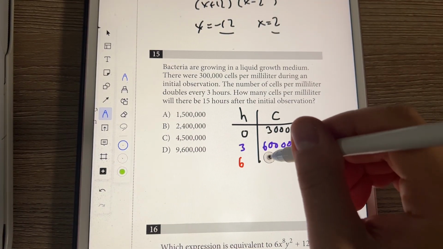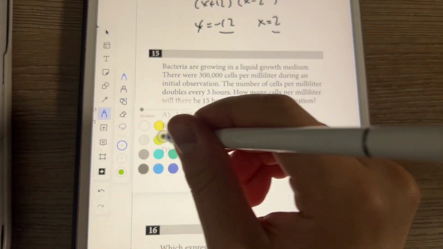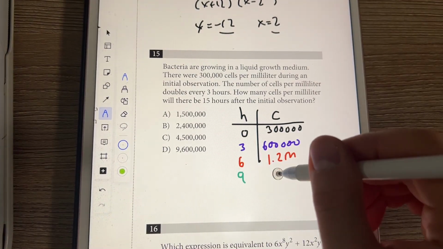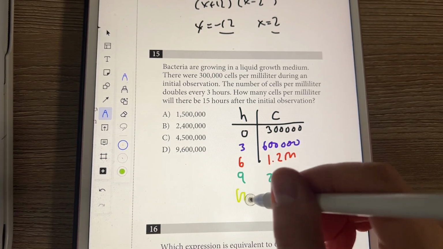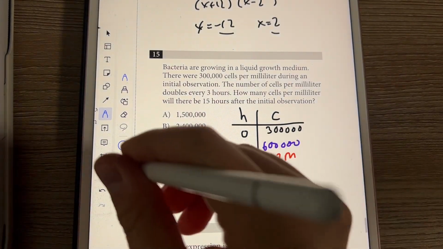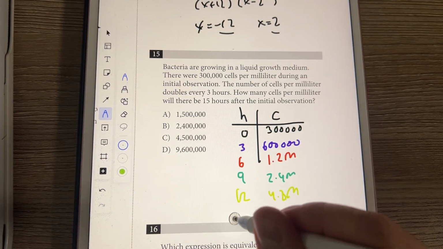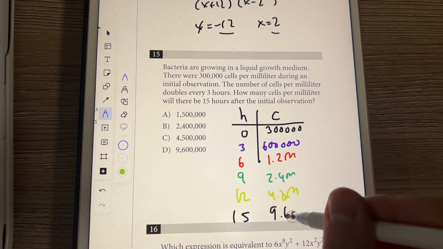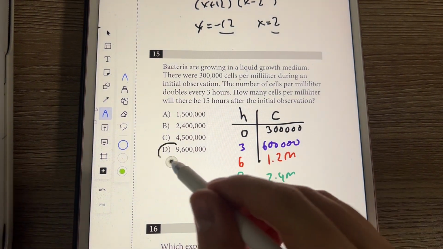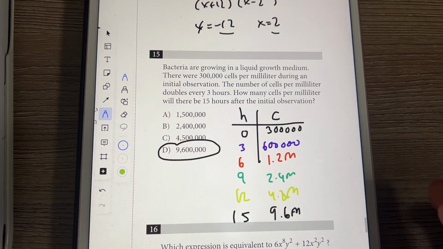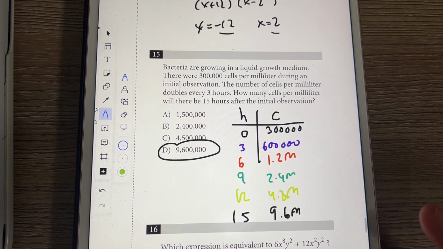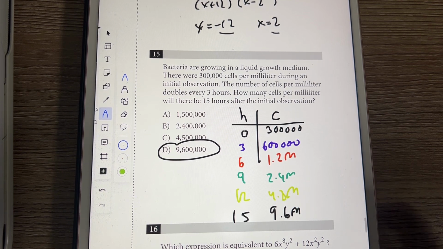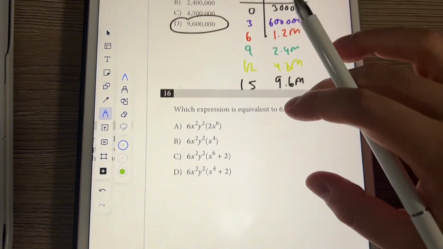At 6 hours, we're going to have 1.2 million. It's doubling each time. At 9, we're going to have 2.4 million. At 12, we're going to have 4.8 million. And do you see what we're going to have at 15? 15, we're going to have 9.6 million cells per milliliter. Boom. Making a table is your best strategy here. Do not try to go above and beyond. Save your energy for the hard questions coming up.